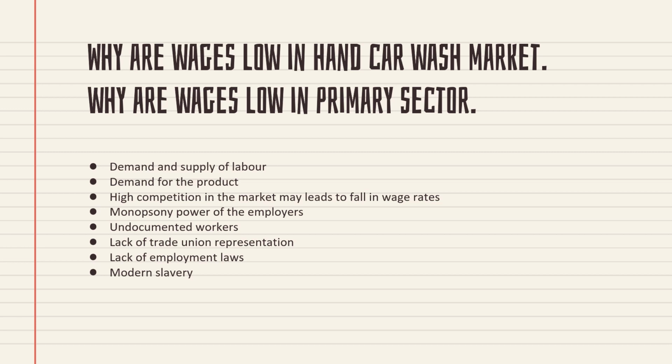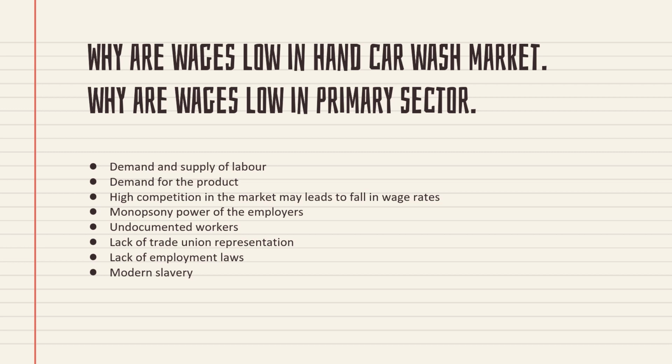Then lack of trade union representatives. Why are some workers paid low? Because they don't have a trade union. If a trade union is there, they argue and bargain for higher wages, but now there is no trade union. That's why they are paid low wages. The lack of proper employment laws in the country. For example, minimum wage laws by the government will be there for this particular profession. If there is no minimum wage, sometimes labor exploitation will be very high.